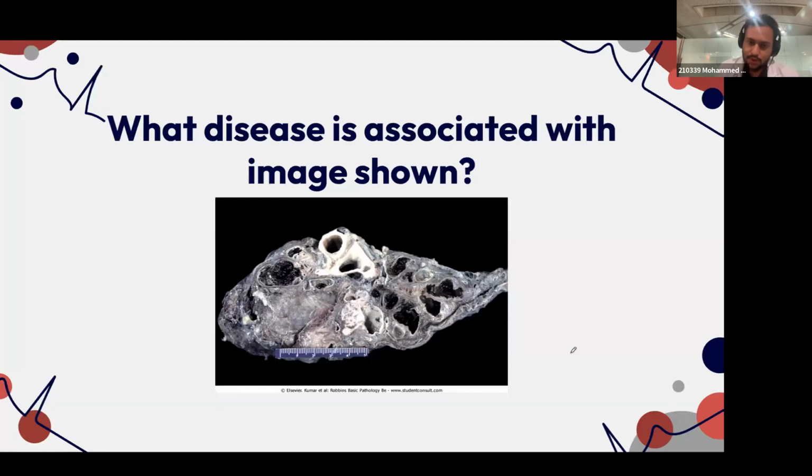Now, what disease is associated with this image shown? What is this image? What does it show? And what is the underlying most likely disease?